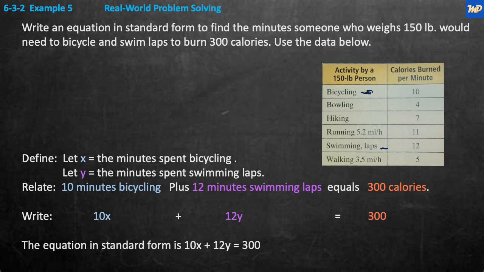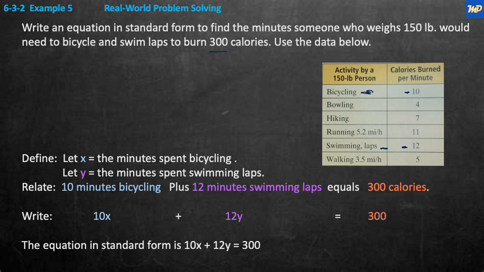So let's take a look at it. Let's relate what they're asking and put it into words that could be turned into an equation. So 10 minutes bicycling. The 150-pound person, here's bicycling. It's 10 minutes. So 10 minutes bicycling plus 12 minutes swimming laps equals 300 calories. And that's what we want to burn, 300. So there, now we write the equation from this.